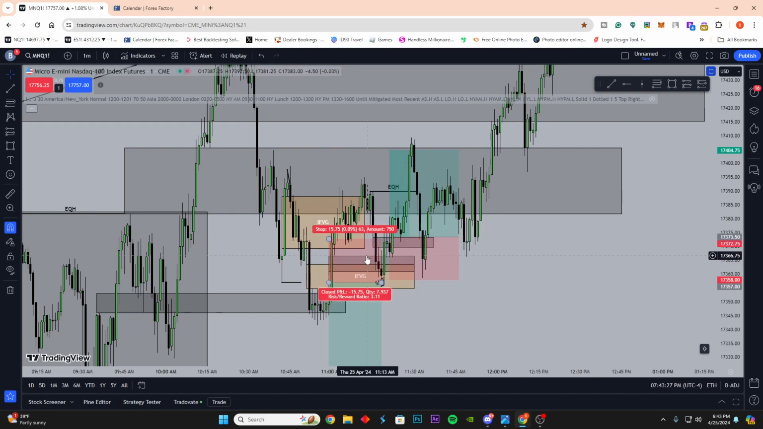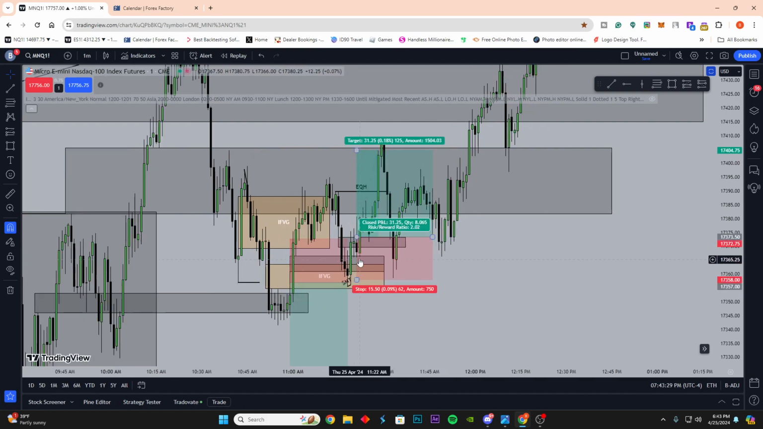We tapped in, or no, when did I even enter? See, this is why I need the labels. No, I entered down here, into this inverse here. We had come up, and then I wanted to see these equal highs get taken at least, and then I would have moved my stop to break even.